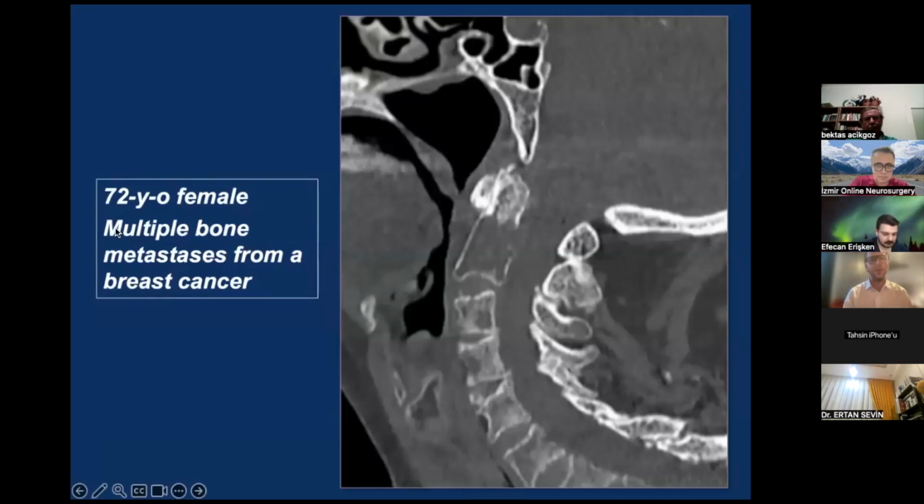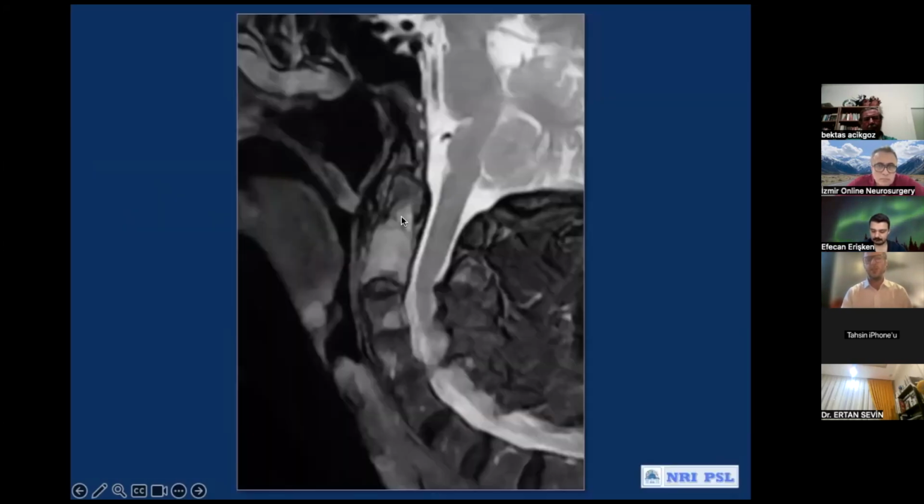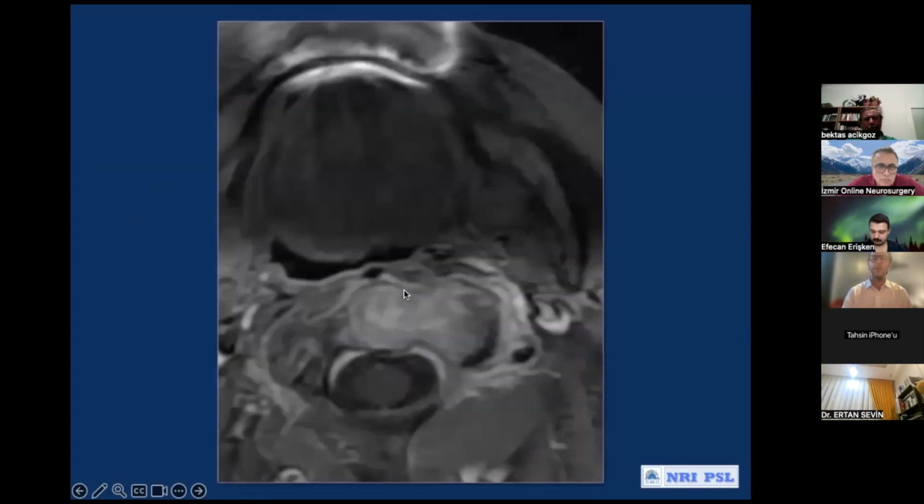Here is an example, a 72-year-old female. She had multiple bone metastases from a breast cancer. You can see numerous osteolytic lesions involving, among other lesions, the cervical spine. You see this huge osteolytic lesion involving C2 and the base of the odontoid process. There are other lesions involving C3, C4. You can see the lesion on T2 weighted image. This is a huge osteolytic lesion. You can see also the lesion on axial T2 weighted image.